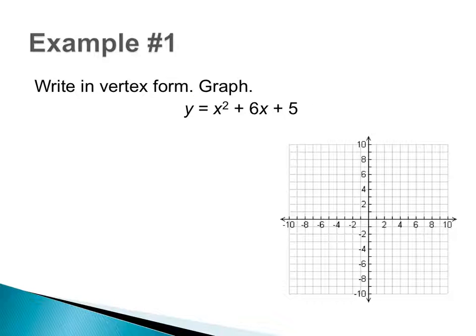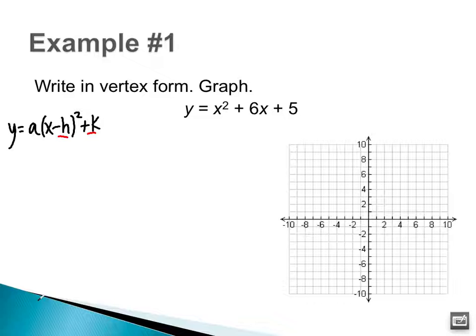So here's our first example. It says write in vertex form and graph. Currently, this is in standard form. We could definitely graph in standard form, but instead we're going to complete the square and convert it to vertex form first. As a reminder, vertex form is y equals a(x subtract h) squared, add k. And this is called vertex form because h and k are the vertex.